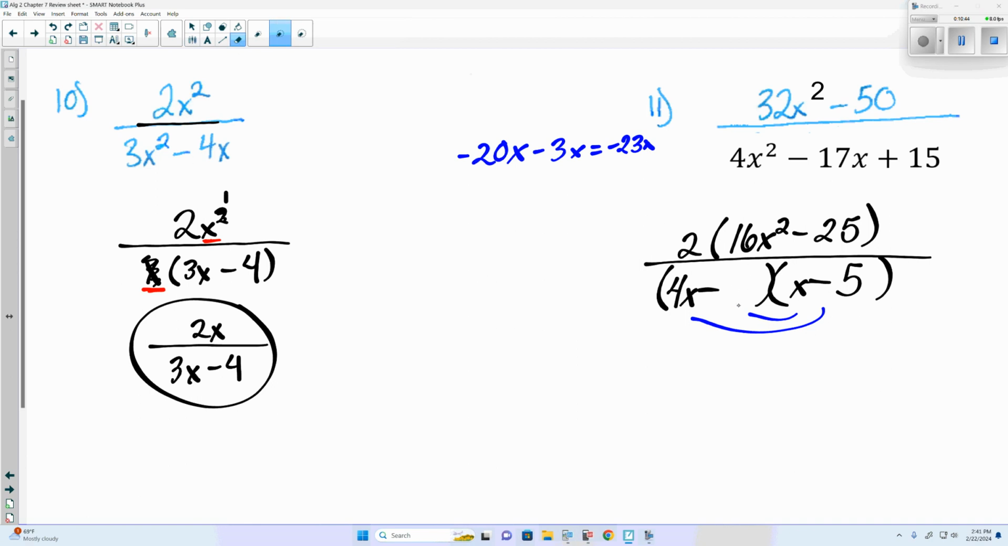Well, before we change any numbers, we can switch to 3 and 5. Switch it and try this again. 4x times negative 3 is negative 12x. Negative 5 times x is negative 5x, giving us negative 17x. That is the middle term we wanted.